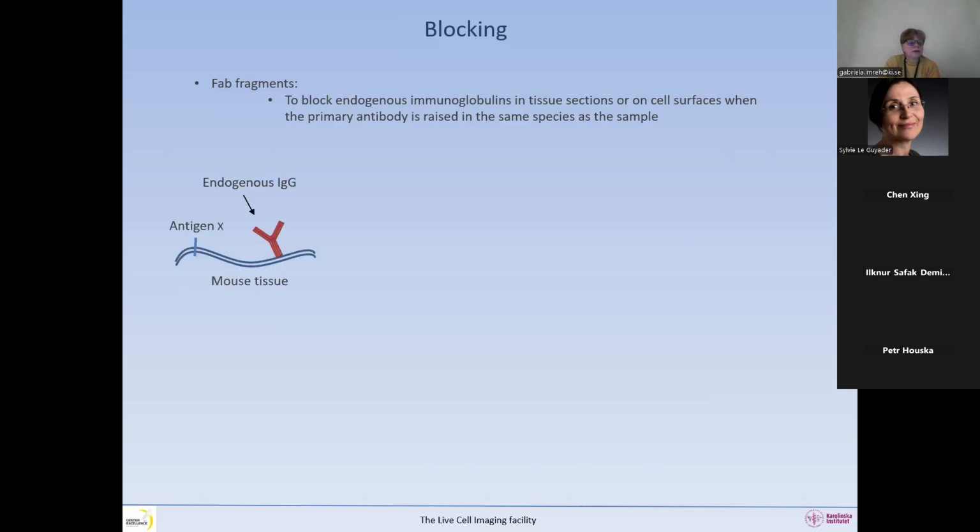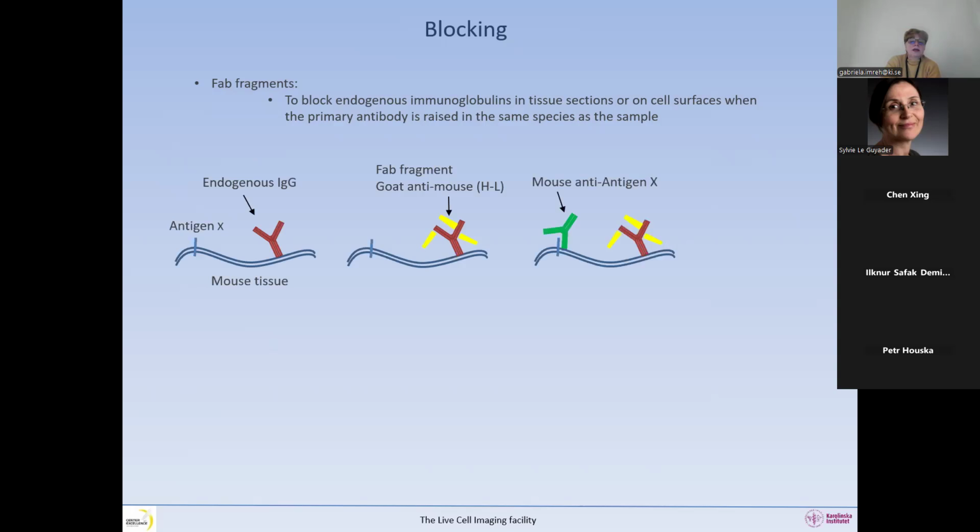And here I have an example. You have a mouse tissue where you want to detect antigen X, but it also has endogenous IgGs, and you want to use a mouse antigen X antibody. This is when you should use a Fab fragment to block the binding sites of the endogenous IgG, so you can add your mouse antigen X antibody and the corresponding secondary.